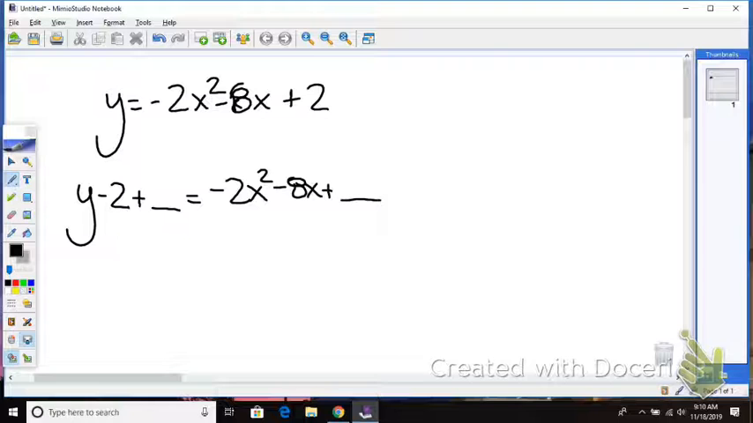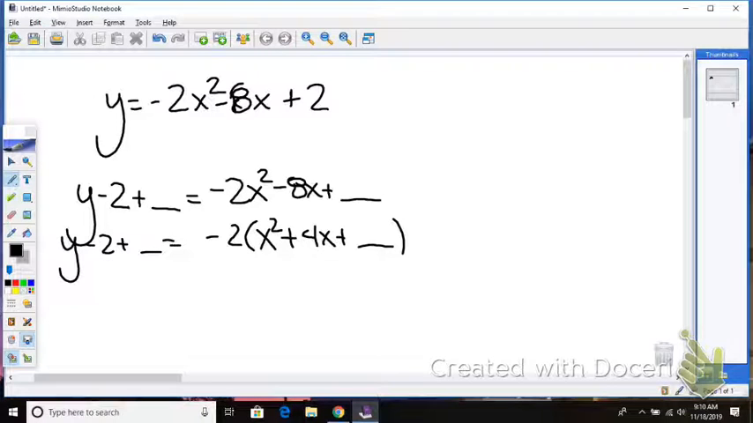We've taken negative 2 out of both these terms. So when I do that, I get x squared, and what do I get for my second term? Plus 4x, and then I've got my plus blank. We're going to take this b term and divide it by what? 2, which is 2. So I have 2 squared in the parentheses here.